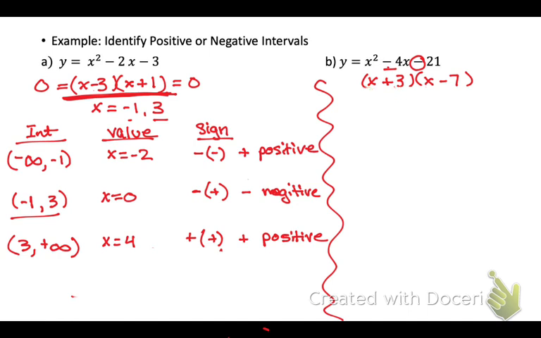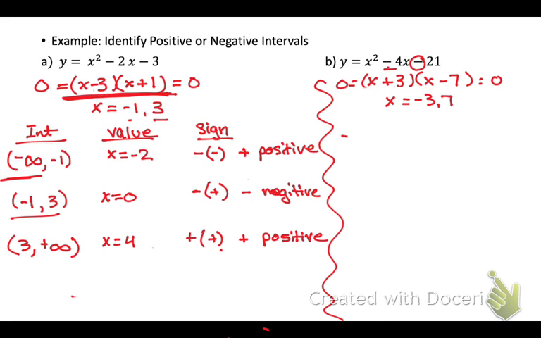So I set both of them equal to 0. So x equals what and what? Negative 3 and 7. It will help you if you write them from left to right, because how have we been doing everything? From left to right. Okay? So I always start where? From the left.